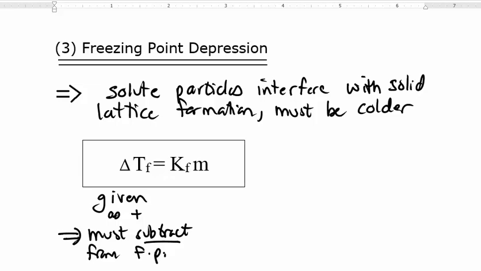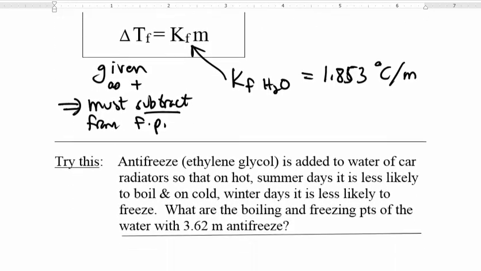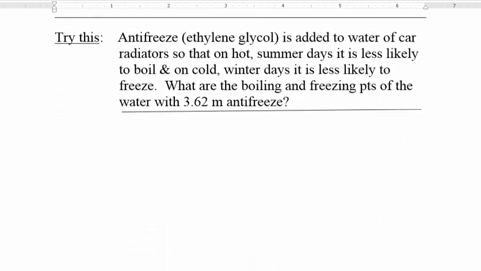Subtract it from the freezing point. And this Kf is again the freezing point depression constant, and for water it is 1.85, sometimes you use 1.86 degrees C per molal, and again molality is in the expression as well. All right, so let's use these to do a calculation.